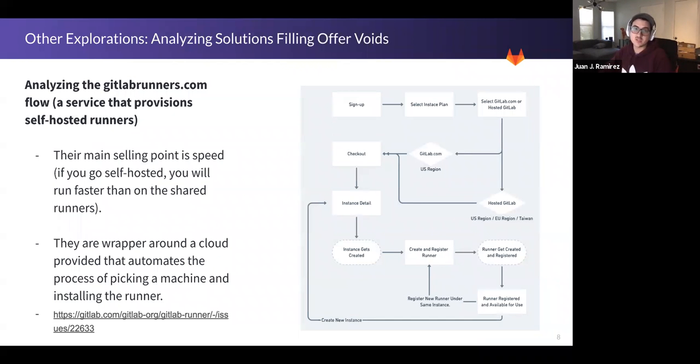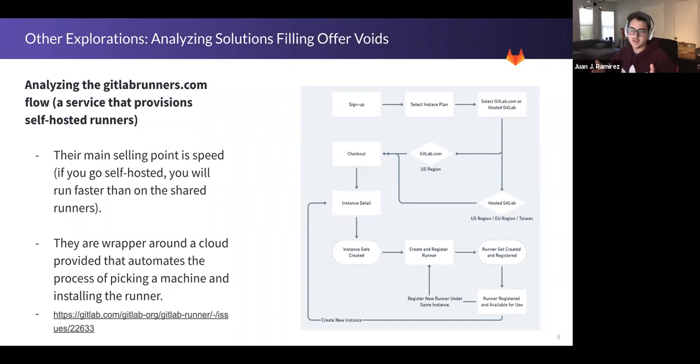There was a very interesting thing that I found. Someone mentioned this on a channel. There's this indie developer who created a website called GitLabRunners.com. What that service does is basically provision self-hosted runners in a managed way. So this person basically creates a machine for you, installs a runner for you, and it basically makes very easy the process of installing a runner.